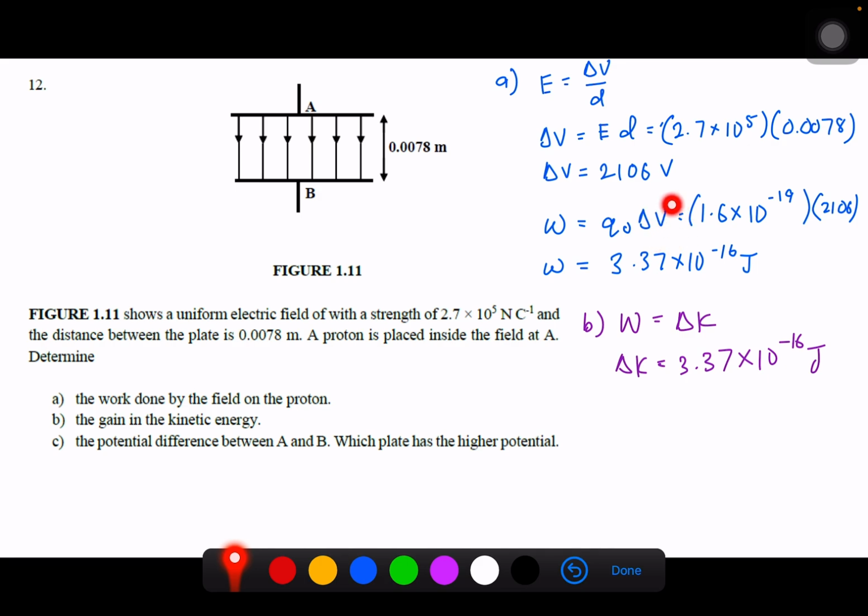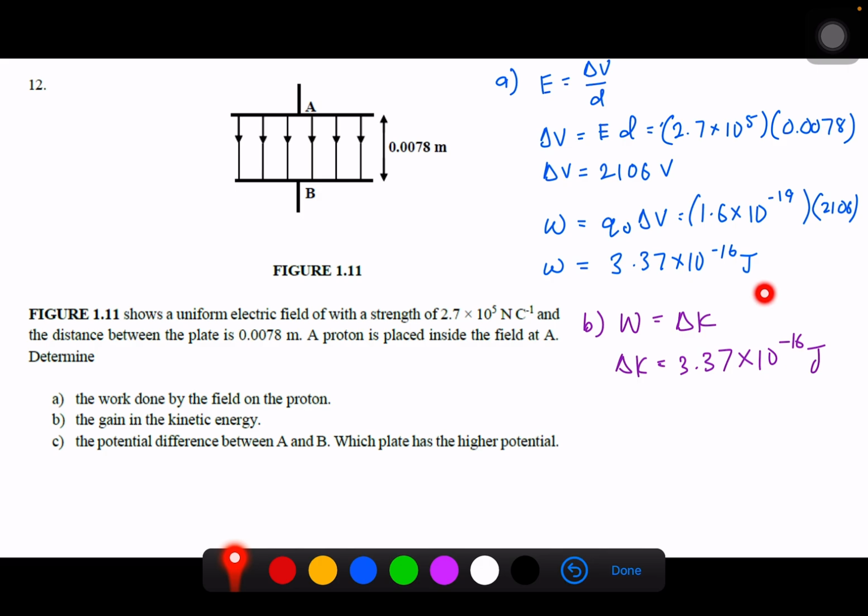How do you find the delta V? It comes from the equation E equals delta V over d. Rearrange this one, you will get delta V equals Ed. So E is given, the electric field 2.7 times 10 to the power 5. d is equal to the spacing between the two plates, 0.078. If this one is not in meter, you have to change to meter. And you should get delta V equals 2106 volt. Substitute inside the work equation just now, and then you should get the answer over here.